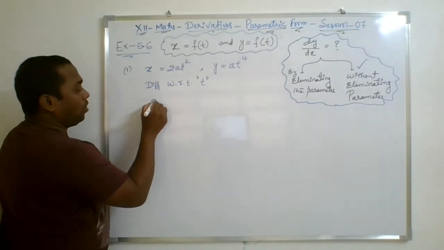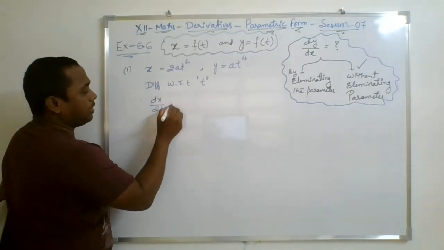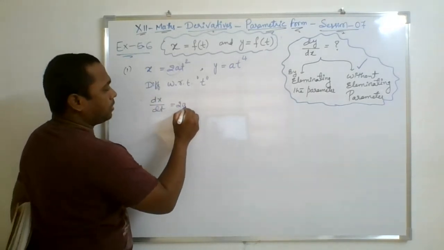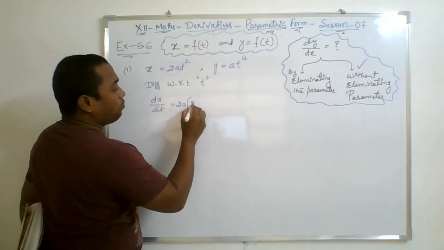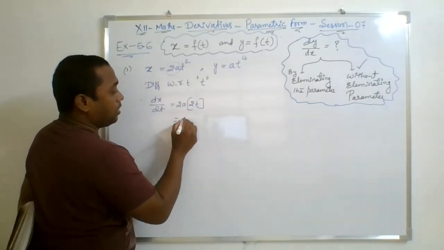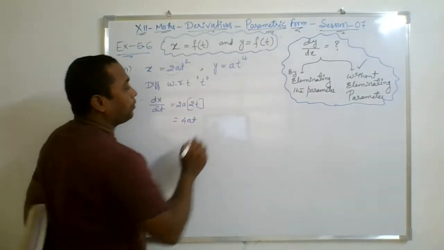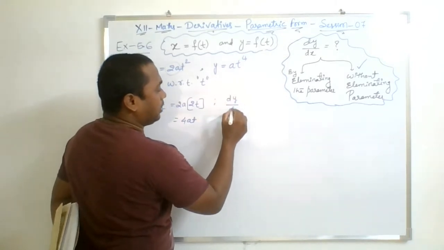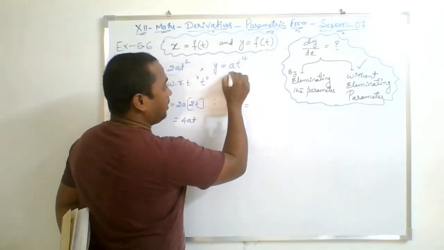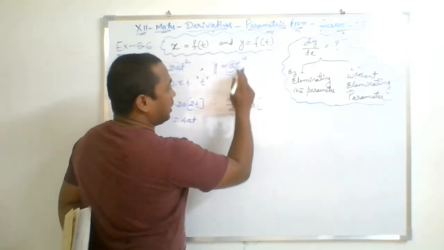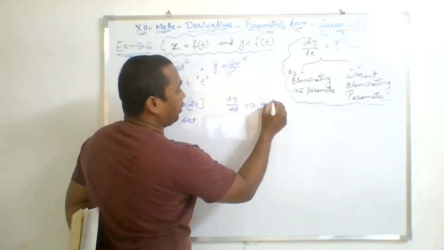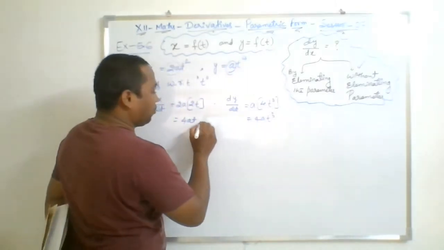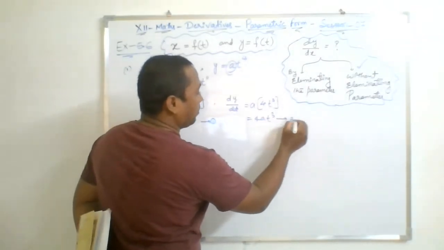Hence now dx by dt is equal to, since 2a is a constant, we are keeping it outside. Derivative of t square is 2t. Hence, total answer would be 480. Now, we are coming to this part. dy by dt is equal to, since a is a constant, keeping it outside, derivative of t power 4 is 4t cube. So, final answer is 4at cube. So this is result number 1 and this is result number 2.